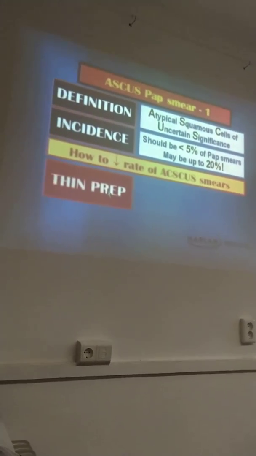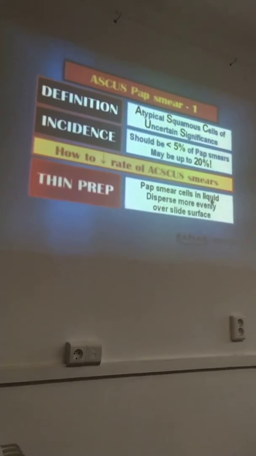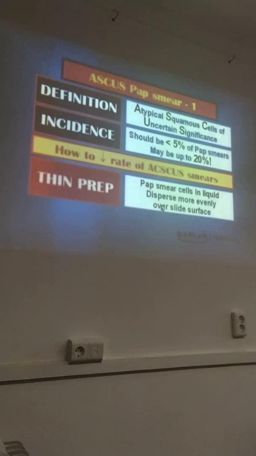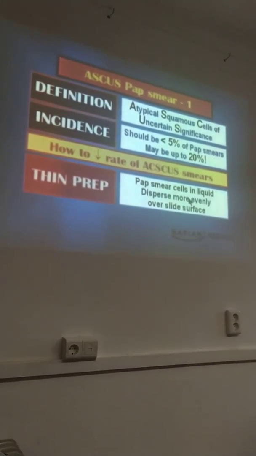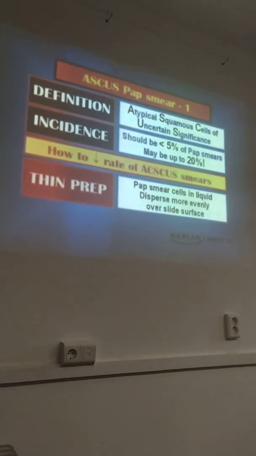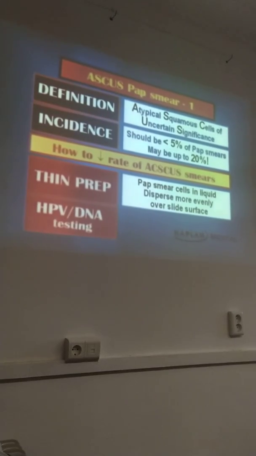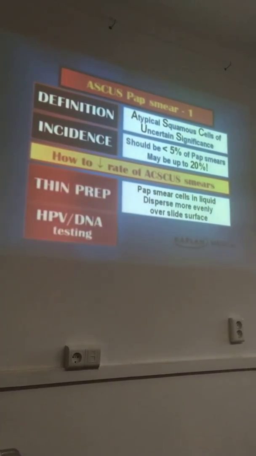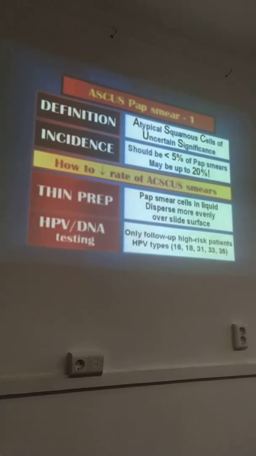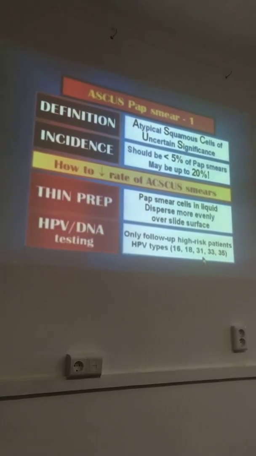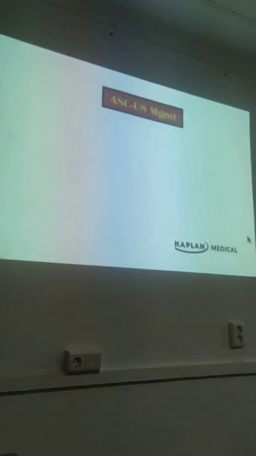There are 2 ways we can decrease the rate of ASCUS Pap smears. One is to do the liquid-based or thin prep. Pap smear cells are dispersed in the liquid, and they are more evenly spread over the slide surface. So you can see the cytology much better, and you can have more confidence in what you're seeing. The other possibility is to do HPV DNA testing on the residual cells. And only those who have the high risk types, 16, 18, and the 30s, would need follow-up. If it's 6 and 11, no need.